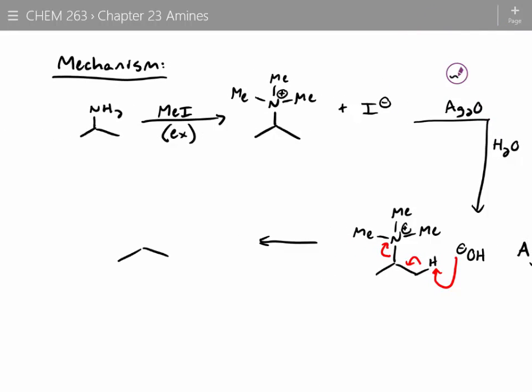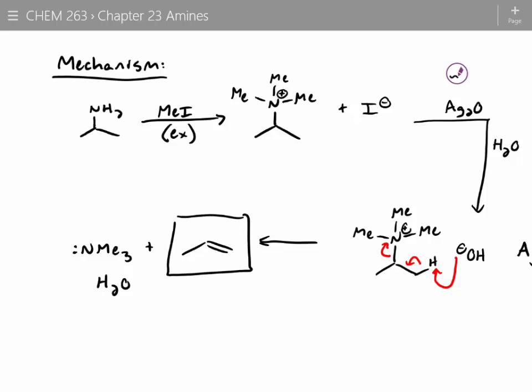All right, and when we do this, we get our alkene, and then our byproduct is going to be trimethylamine and water. So we're able to drive an elimination reaction by turning our amine into a good leaving group just simply through over-alkylation.